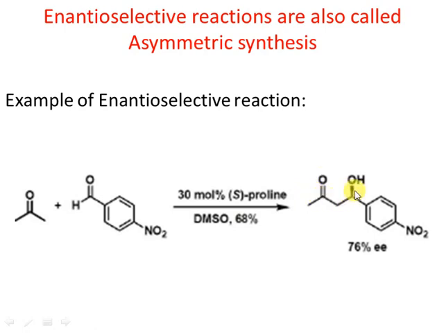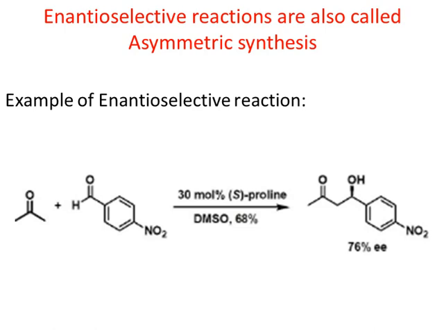You can see that here we have a chiral center because this carbon has four different groups attached to it. We have a hydroxyl group, a phenyl group, a CH group, and the fourth group is the hydrogen, which is below the plane. This reaction results in formation of the product in 68% yield. However, this isomer is forming in 76% excess, so the percentage of the other isomer will be 24%.